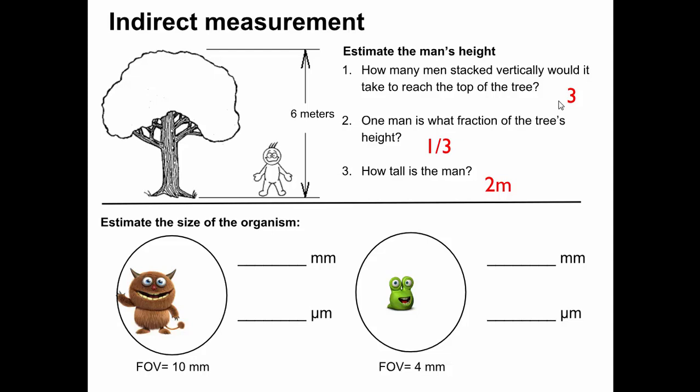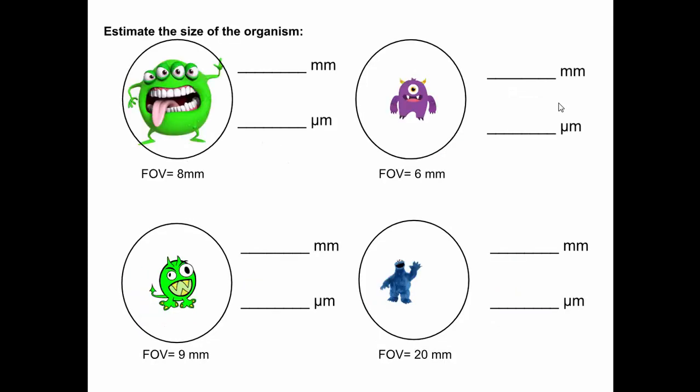We use the same sort of math to estimate objects in the microscope. If I know the field of view here is 10 millimeters wide, how wide is this creature? Maybe six. How many of this creature would fit across? Two. So if the field of view is 10 millimeters, 10 divided by 2? 5 millimeters, how many micrometers? 5,000. How big is this creature? 4 probably fit across? 4 millimeters? It's 1 millimeter each. Or 1,000 micrometers. Wow, he's thick.